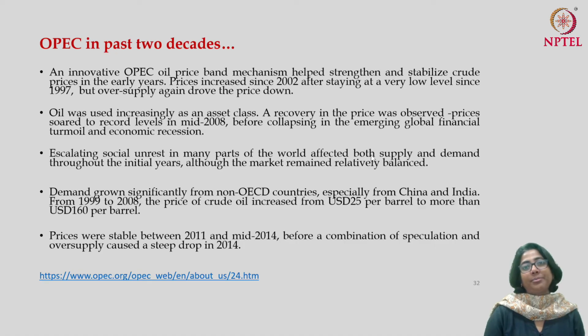However, the oversupply continued. This oversupply remained a perennial problem in the international oil market. And as the oversupply continued, it again drove the price down. Oil was used increasingly as an asset class. As a result, the demand increased, the price recovery was observed after a couple of years, and the price soared to a record level in mid 2008.